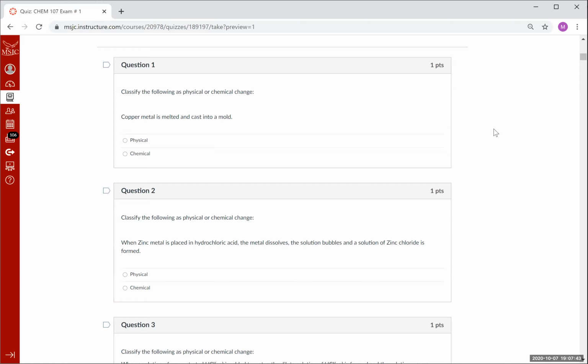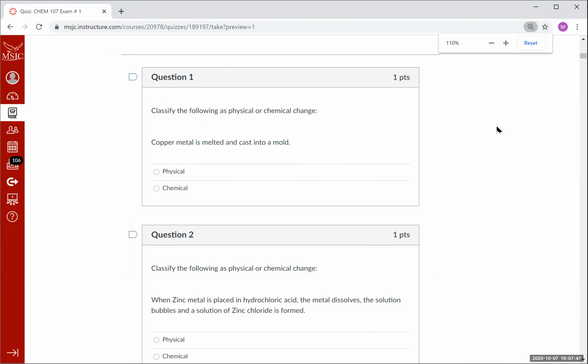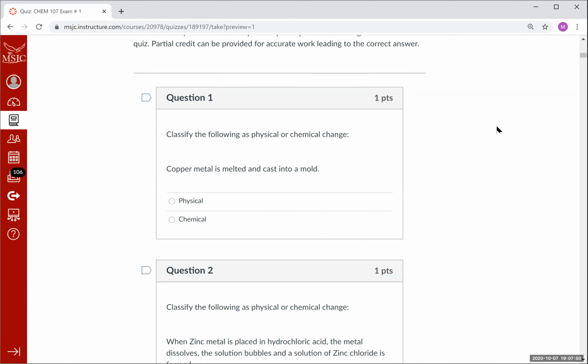So in question one, let me zoom in a little bit. Is everyone able to see the screen okay and see the questions? You can also pull up the exam in the review segment of Canvas. If you click on the exam and hit review, it'll show you all the questions as well. Okay, so we're asked to classify the following as a physical or a chemical change.